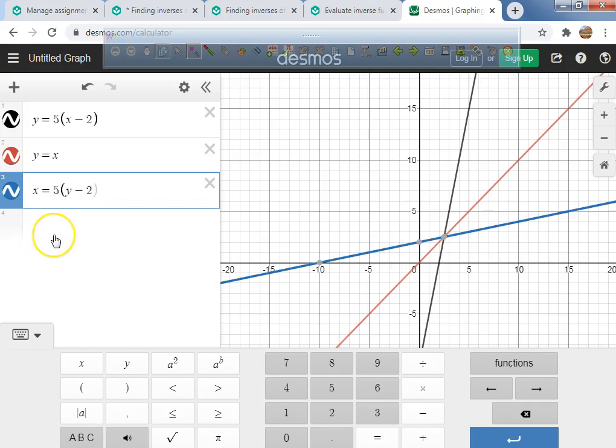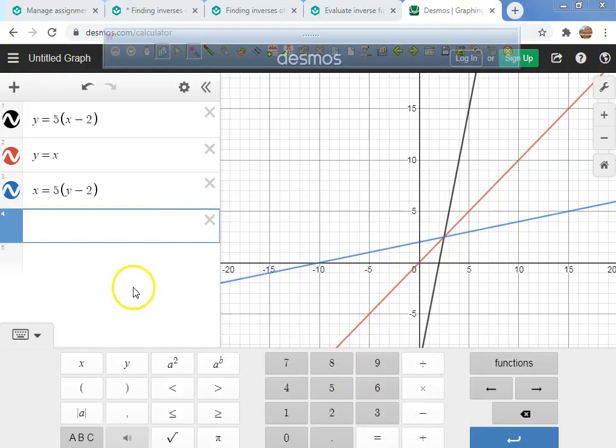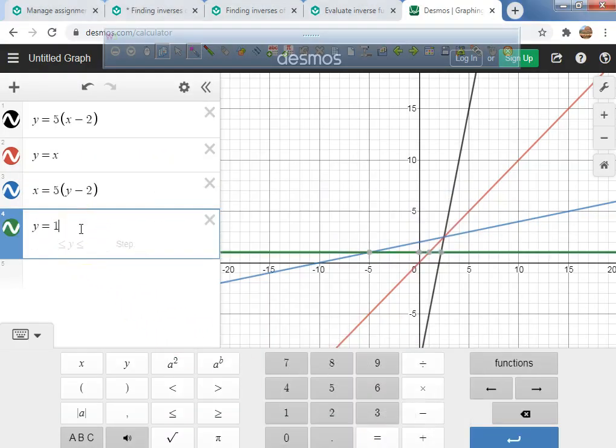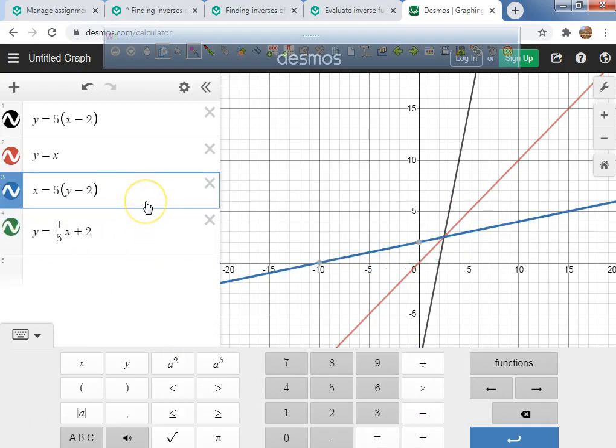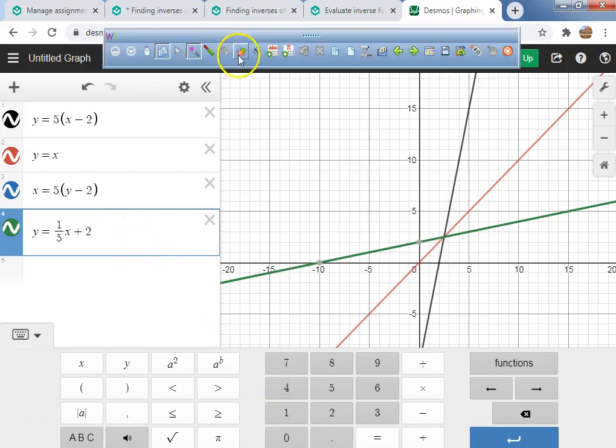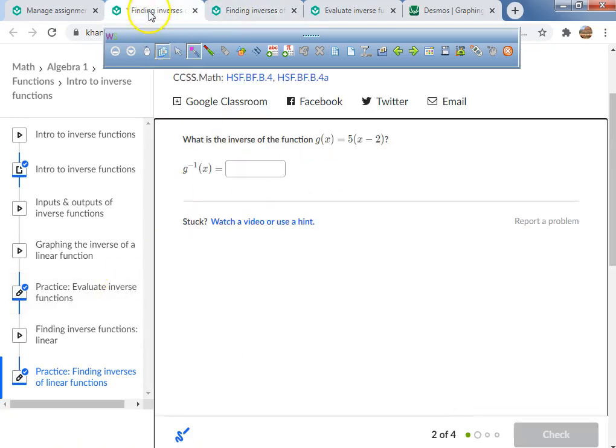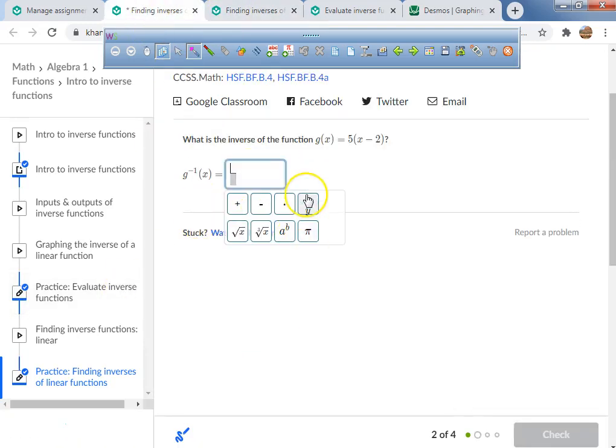So that's what I'm trying to find, okay? And my final answer that we found is 1/5 x plus 2. So look, we put y equals 1 divided by 5 x plus 2. And you'll see that, hey, that's what the inverse is supposed to look like. So I did find the correct equation because the blue and the green match. So I feel very, very confident. I'm going to put 1/5 x plus 2. Okay?